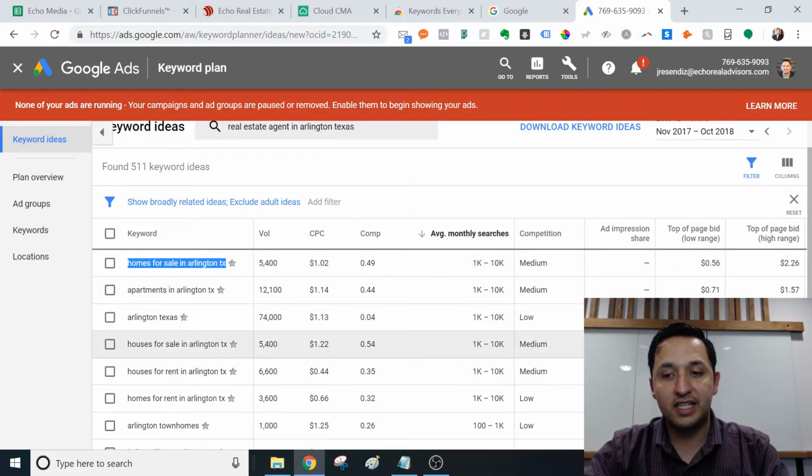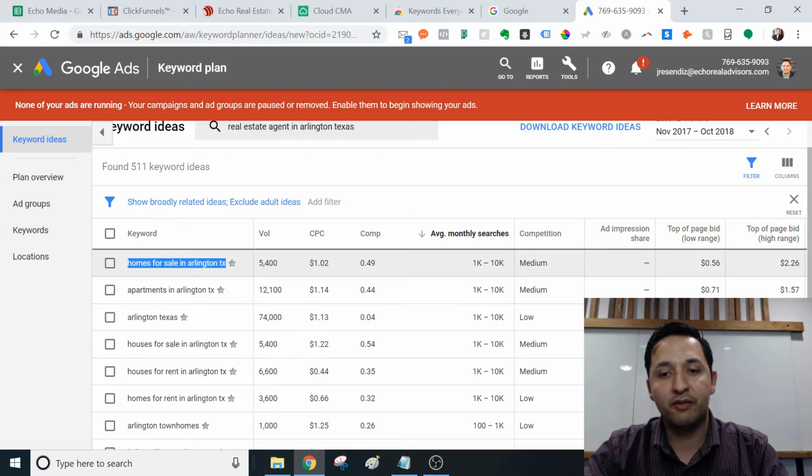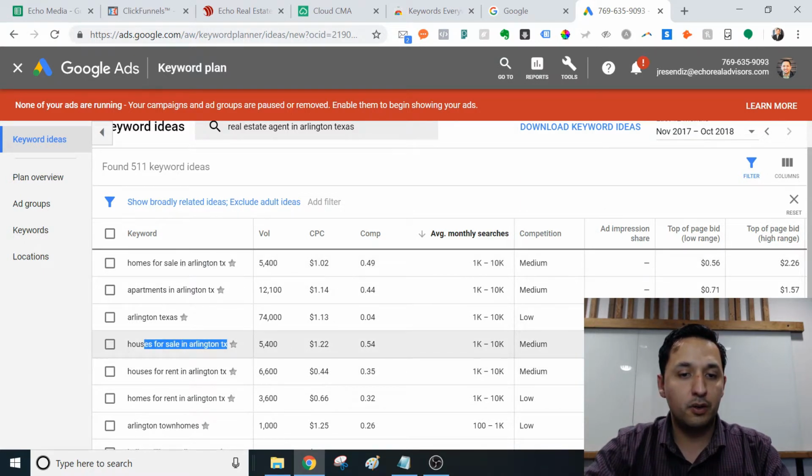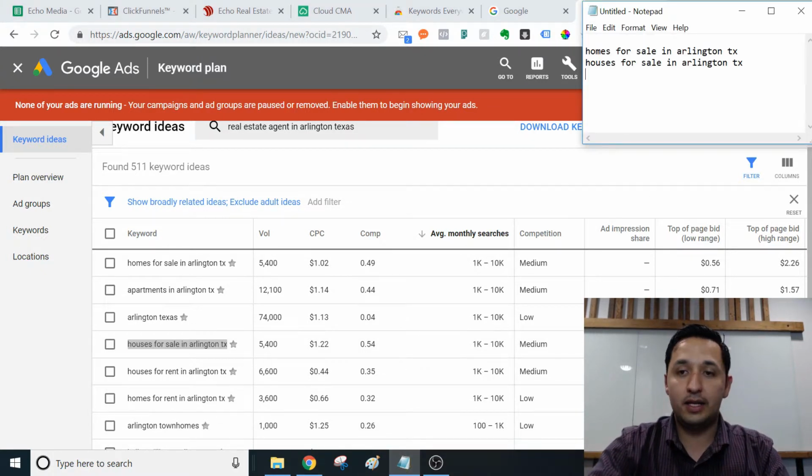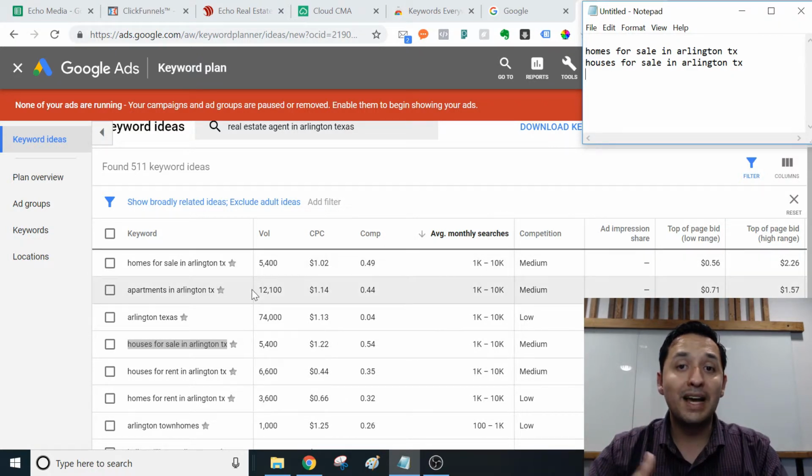Houses for sale in Arlington, Texas, very similar to the methodology up here. The cost is not that high, as you can see here. The competition is medium, as the first key phrase that we looked at. And the top range is actually less expensive than this, and the search volume is about the same. So I do want that phrase. Which again, every time somebody types that in, my ad would show up.